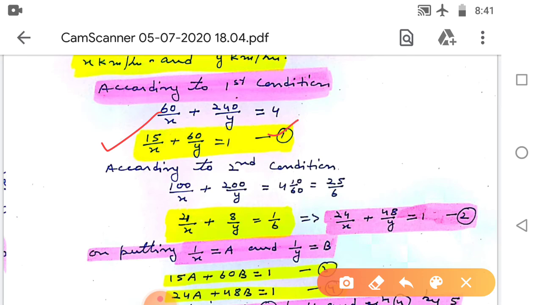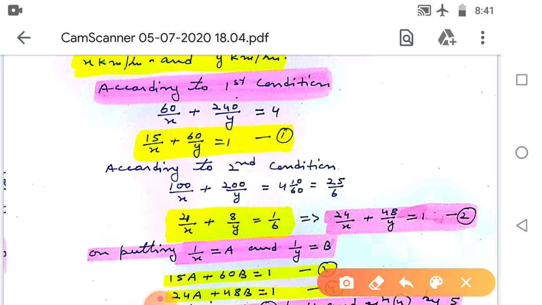And second condition, 100 km by train and the remaining by bus, that is 300 minus 100, 200 km left, so 200 by bus. So time taken by train is 100 upon x hours and by bus is 200 upon y hours, but the total time taken in this case is 4 hours 10 minutes. So 4 and 10 by 60, that is 25 by 6 hours, right? So the second equation in front of you is 24 by x plus 48 by y is equal to 1.